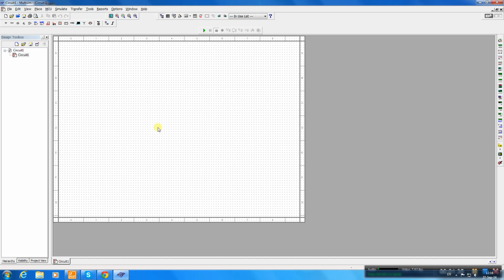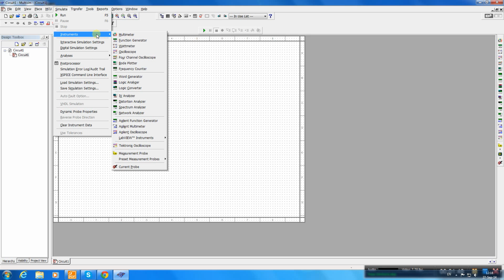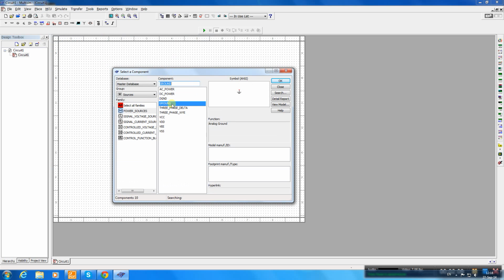So okay, let's start. We have two tabs which will be the most important for us. The first one is Simulate, Analysis and Instruments. We can see a lot of instruments here, for example oscilloscope, multimeter, wattmeter, and so on. Word generator, logic analyzer, and logic converter we will use, and also this Place Component. So here we will select all our needed components.